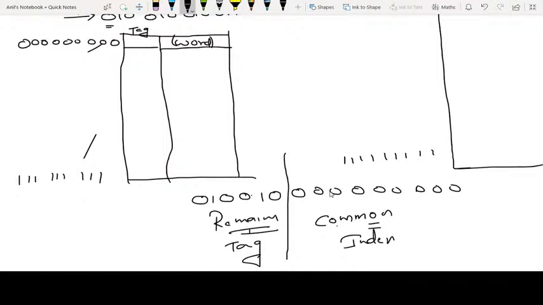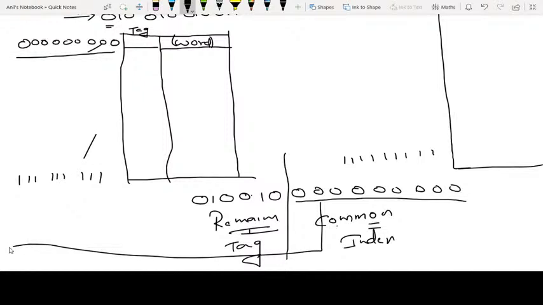Now, I presume this portion is available within the cache. Then this will get located. After locating this, there is a tag field inside. Did I make myself clear? Every word at every location has an additional field called tag.